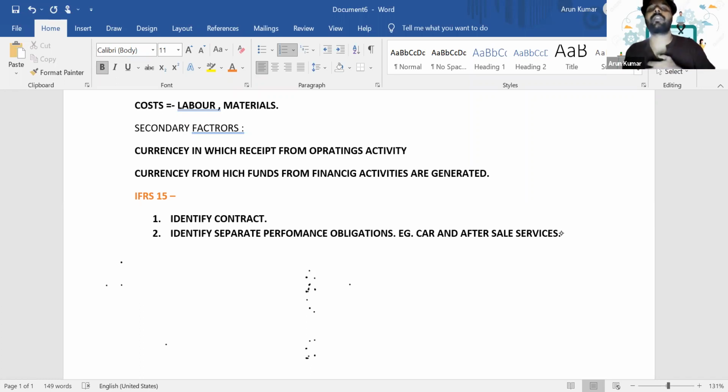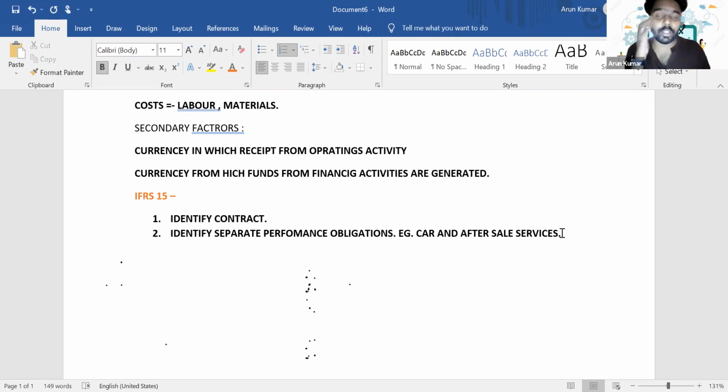So from the perspective of a supplier who is selling this car, he will not recognize the whole amount of revenue from this contract for the car, because here we have offered car and service. So we need to identify it as two separate performance obligations, because these performance obligations are distinct. Are you getting it? So that is step number 2. Identify how many performance obligations are there. Are you getting it, guys?